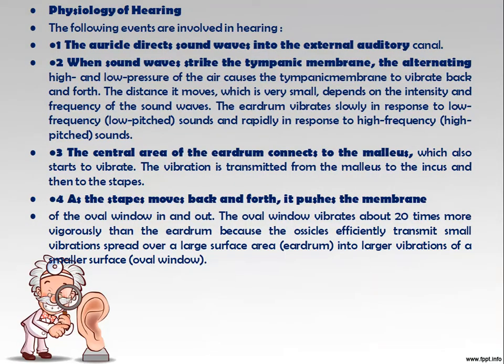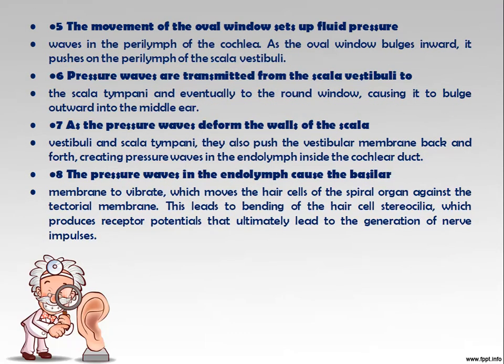The following events are involved in hearing. First one is the auricle directs sound waves into the external auditory canal. When sound waves strike the tympanic membrane, they alter the high and low frequency. Third one is the central area of the eardrum connects to the malleus, which starts the vibration. Then the vibration passes from the malleus to the incus to the stapes. Next one is the stapes moves back and forth and pushes the membrane. And the movement of the oval window sets up the fluid pressure.